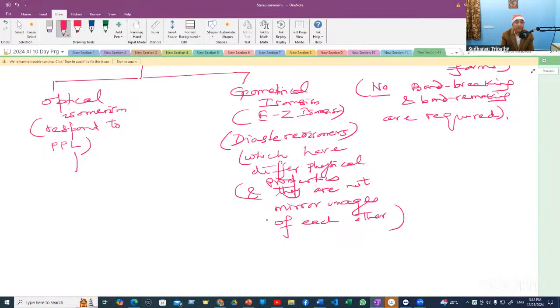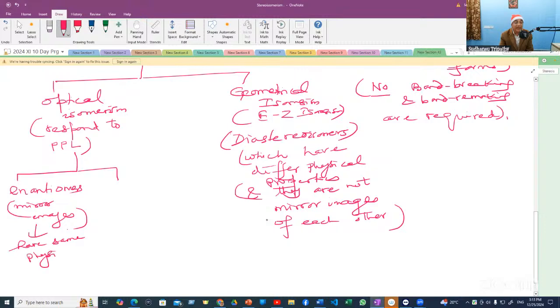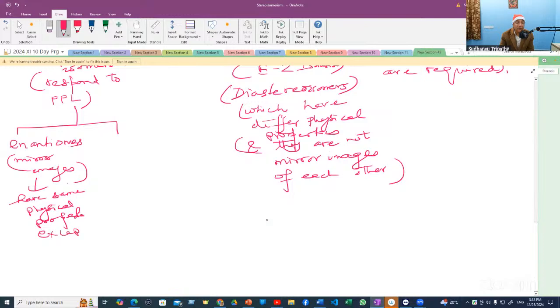In optical isomerism, there can be diastereoisomers, and they can be real mirror image isomers called enantiomers. Enantiomers are mirror images of each other. And enantiomers have the same physical properties, identical, except their response to PPL, plain polarized light. The only physical property which is different is their response to PPL. If one rotates to the right, called D or dextrorotatory, plus, the other one will be rotating to the left, levorotatory, or minus, or L.